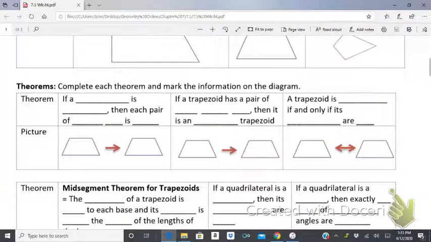Okay? Now we get into some theorems. This is where things get a little bit dicey. Okay? So a trapezoid is isosceles. If a trapezoid is isosceles, then each pair of base angles is congruent. So if I know the trapezoid is isosceles, then I know that these are going to be congruent. Okay? So if you need to write that down, pause it. I'm going to move on.